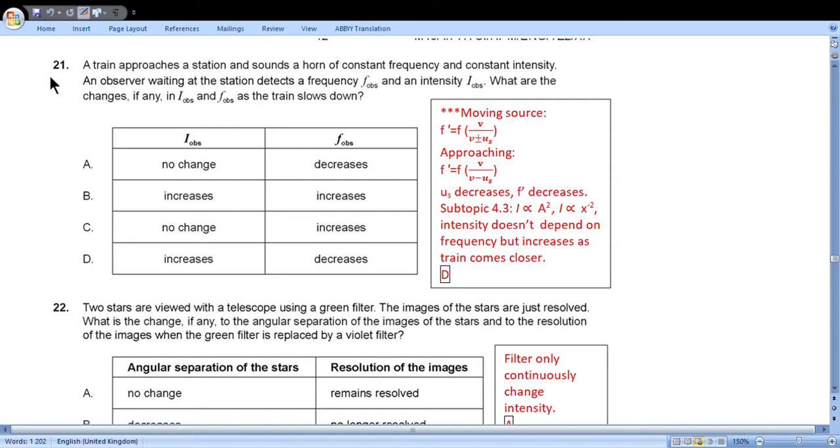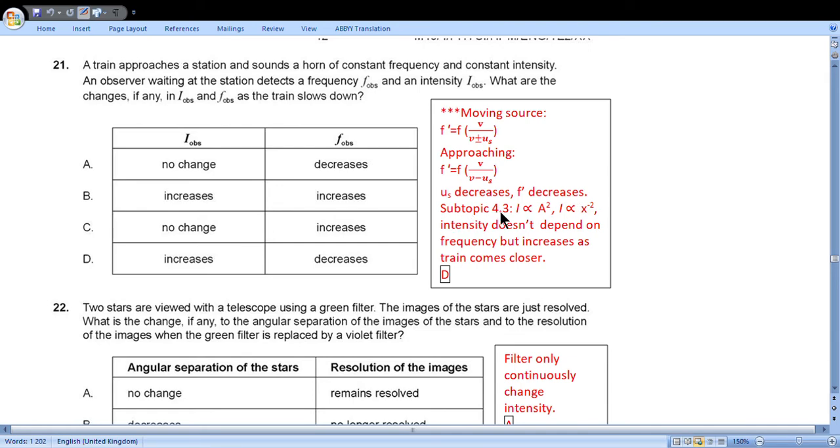Question 21. A train approaches a station and sounds a horn at constant frequency and constant intensity. An observer waiting at the station detects the frequency and intensity. What are the changes, if any, of observed frequency and intensity as the train slows down? This is a tricky question. This is why I put here 3 stars. So for a moving source, if it is approaching, then frequency is increasing. But here the train slows down, so the source speed decreases. It means that frequency decreases, not increases.